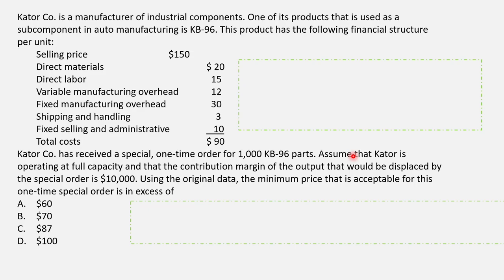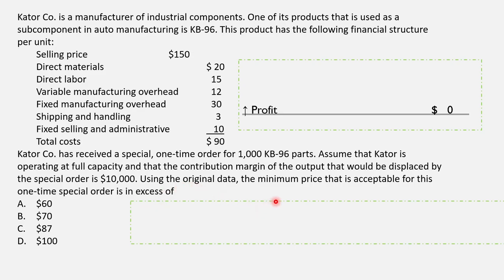As always. Kator Company is a manufacturer of industrial components. One of its products that is used as a subcomponent in auto manufacturing is KB96. This product has the following financial structure per unit. Selling price of 150, then the total cost is 90. Breakdown given. Kator Company has received a special one-time order for 1,000 KB96 parts. Assume that Kator is operating at full capacity and that the contribution margin of the output that would be displaced by the special order is $10,000.